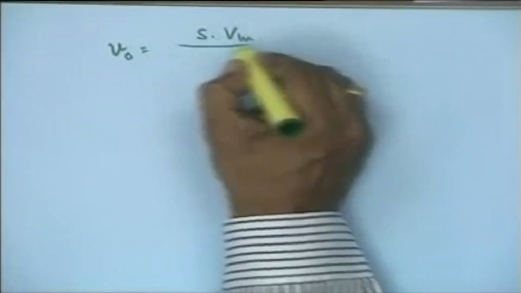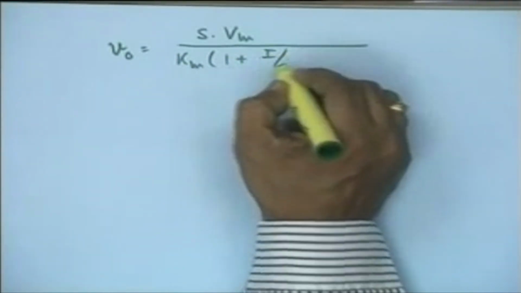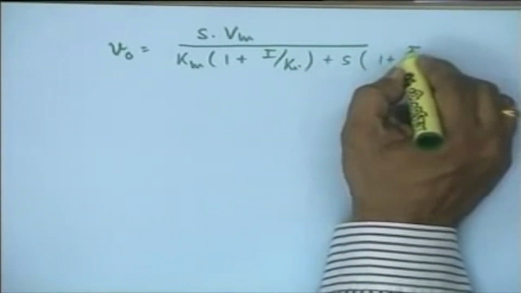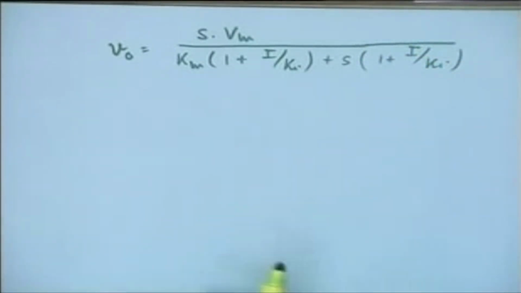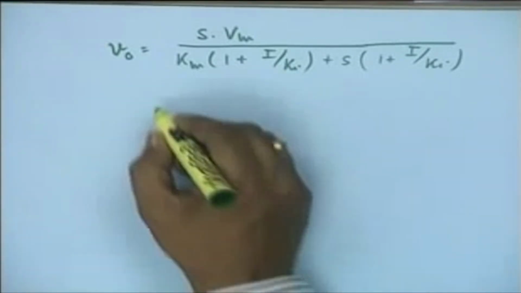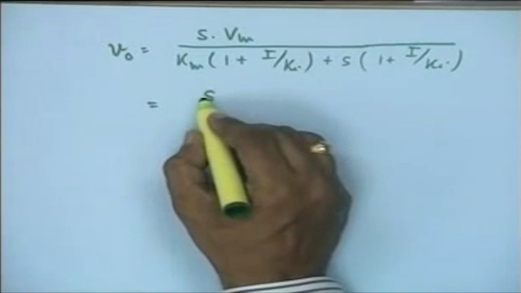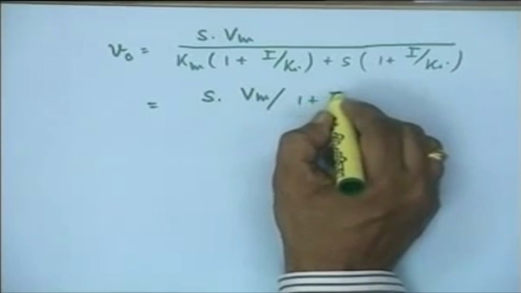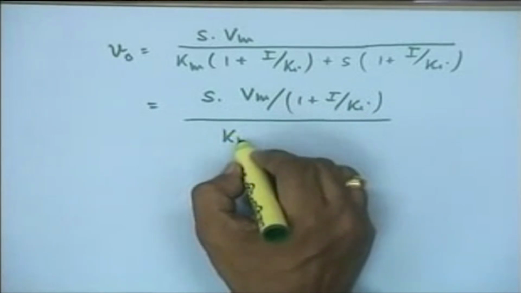And under such conditions, one can write the rate expression for a non-competitive inhibitor as S into Vm over Km (1 plus I over Ki) plus S (1 plus I over Ki). Or just to simplify, to look at the effect on the Km and Vm values, if we divide both numerator and denominator by 1 plus I over Ki: S into Vm divided by (1 plus I over Ki), whole divided by Km plus S.